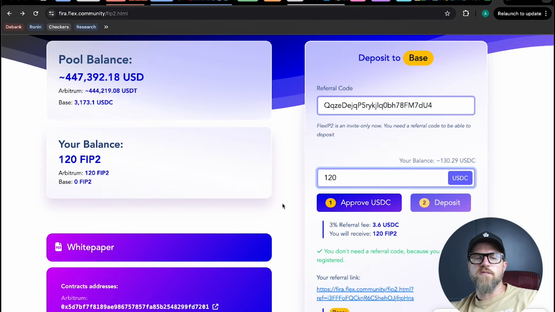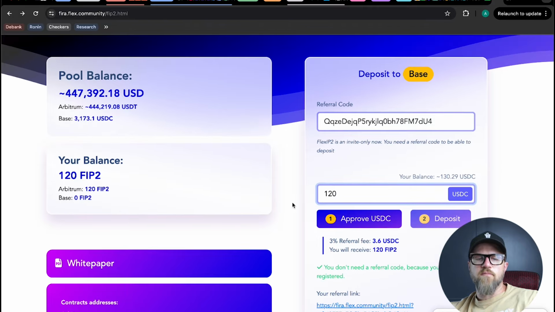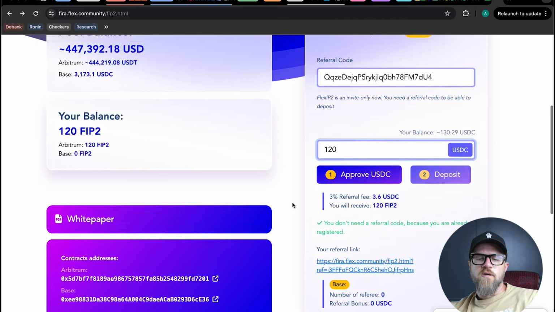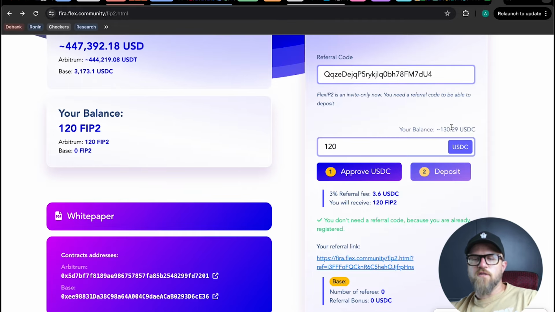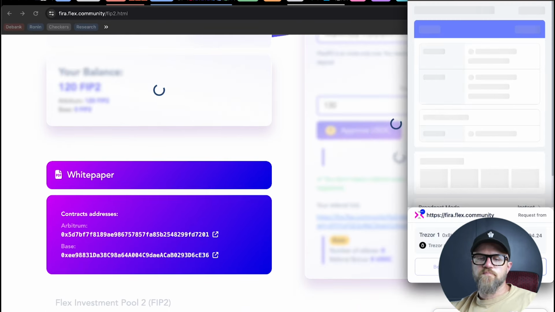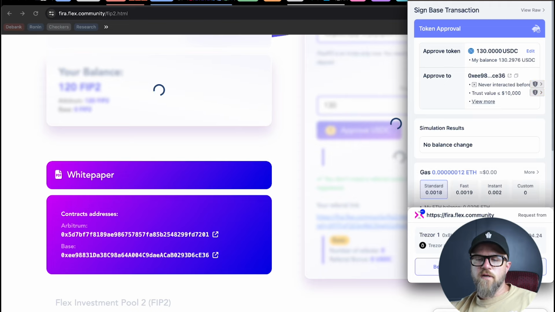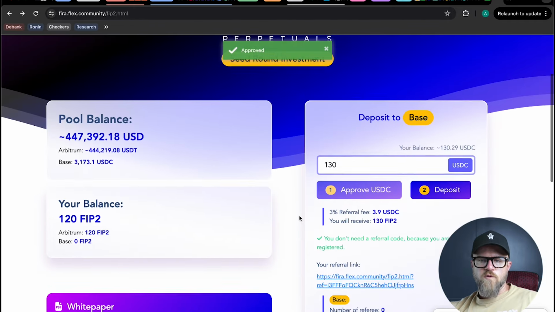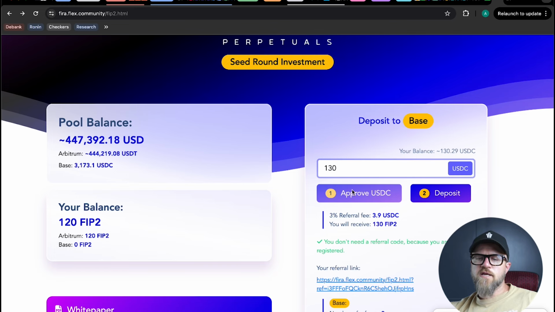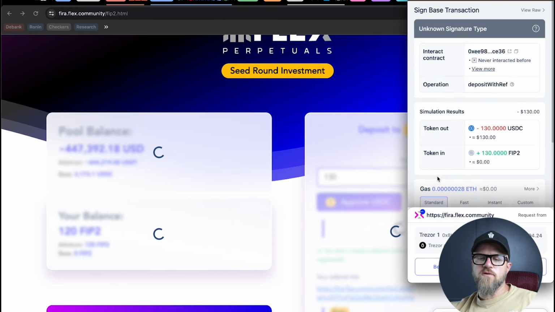So I'm going to take some profits from some of the gains that I've made in my yield farms and bring them over here to invest some more. It shows here that I have 130 USDC in my wallet. Let's go ahead and put it all in there. 130 USDC, approve USDC. Approve this transaction in my wallet real quick here. All right, so I've approved the transaction of USDC, and then we're going to deposit that $130 in USDC.